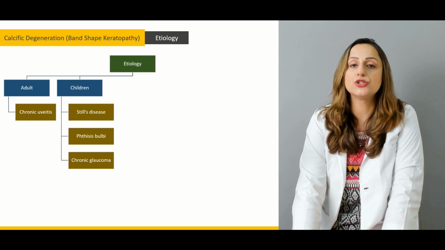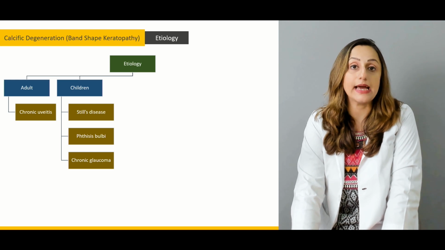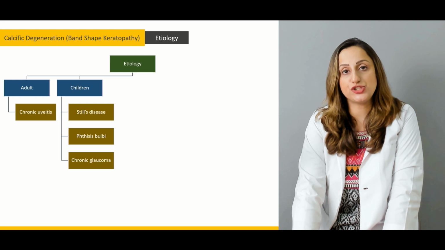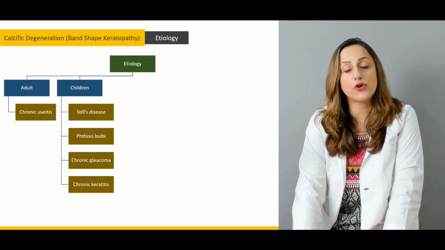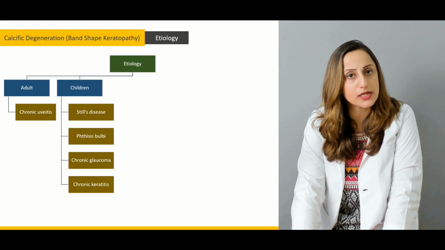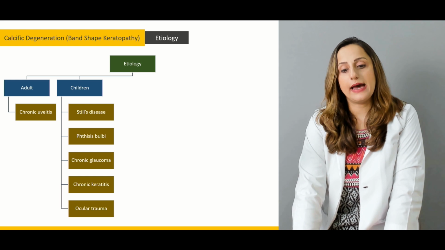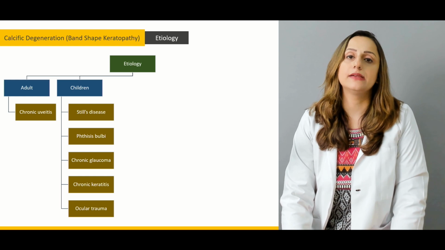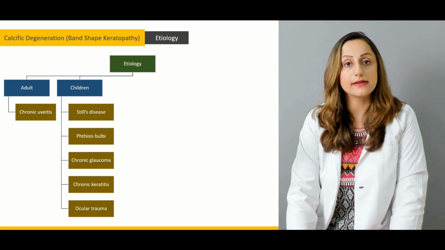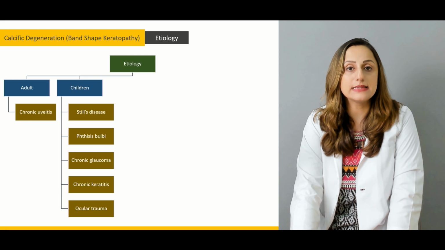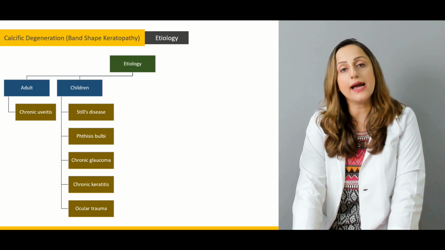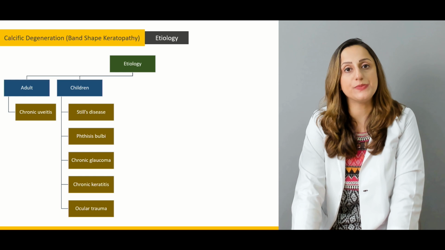So these can be the conditions in children that can predispose the patient, and he or she will develop band-shaped keratopathy in the long term: chronic keratitis due to any of the congenital conditions, and even ocular trauma can result in this kind of band keratopathy. Obviously, the signs and symptoms would be a decrease in visual acuity, and haziness of the cornea would be seen.